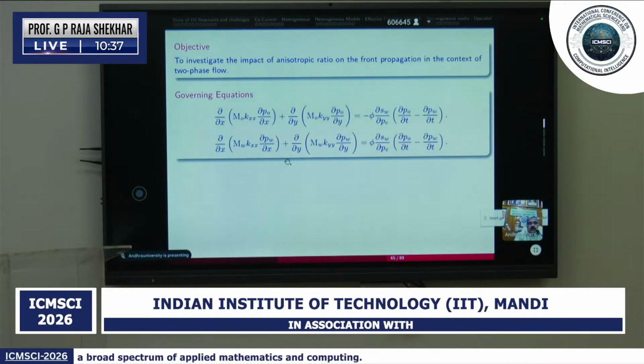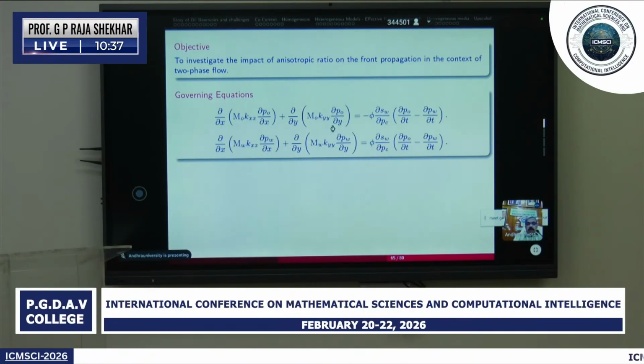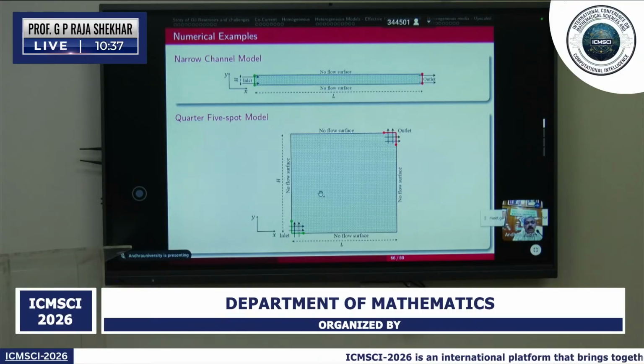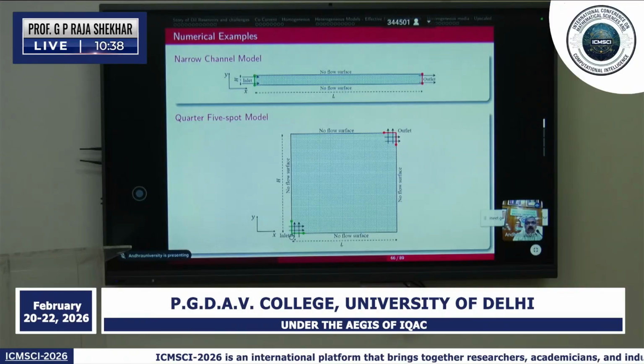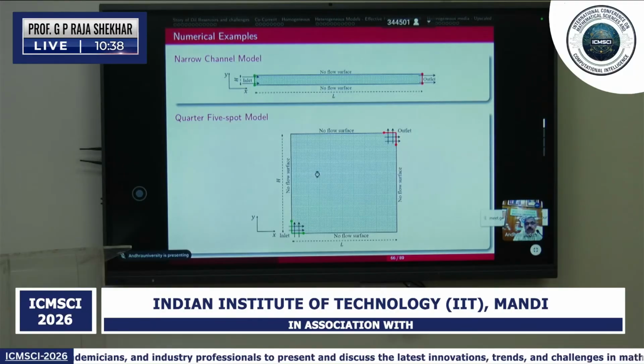That is like a variation along only principal directions. Okay. So now the competition parameter plays a role. The ratio of kxx to kyy plays a role. Two models we consider. One is a narrow channel model. Another is a quarter five spot. In the quarter five spot, the inlet is here and the outlet is exactly diagonally opposite. And in the narrow channel, the inlet is here and the outlet is here. Typically for reservoirs, quarter five spot models are used.